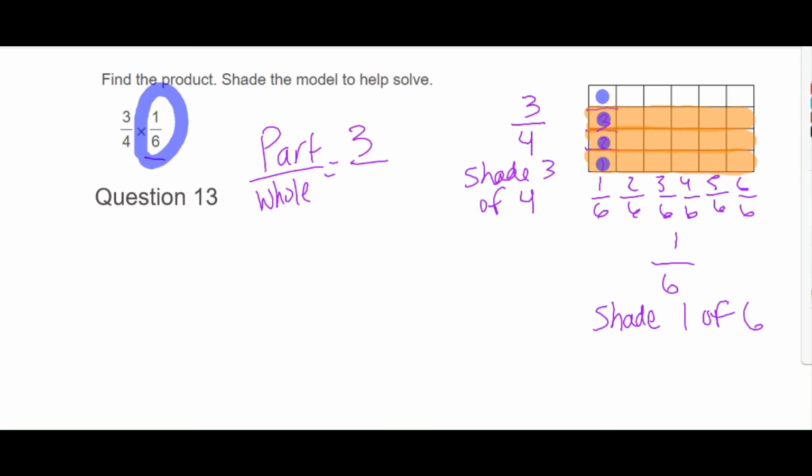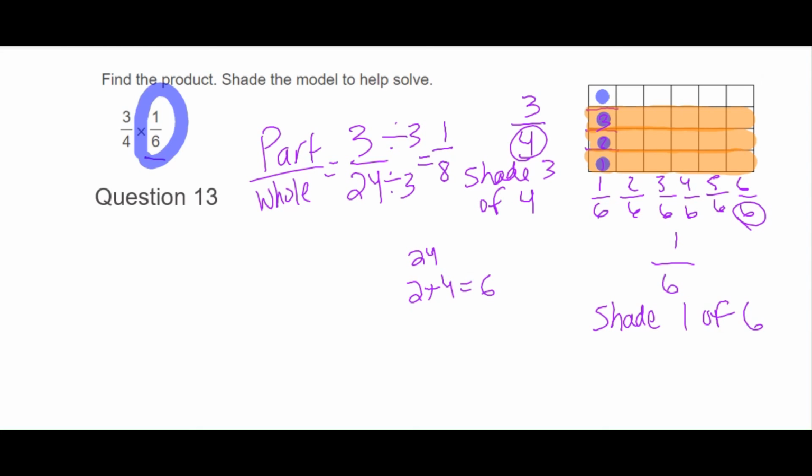And then the whole is the total number of boxes. So I have 4 groups of 6, which is 24. And obviously this can be simplified because 24 is divisible by 3. How do I know that? Because 2 plus 4 equals 6, and 6 is divisible by 3. So I know that 24 is divisible by 3 as well. So that's a divisibility rule for 3. If you add up the digits and that number is divisible by 3, then the whole number is divisible by 3.